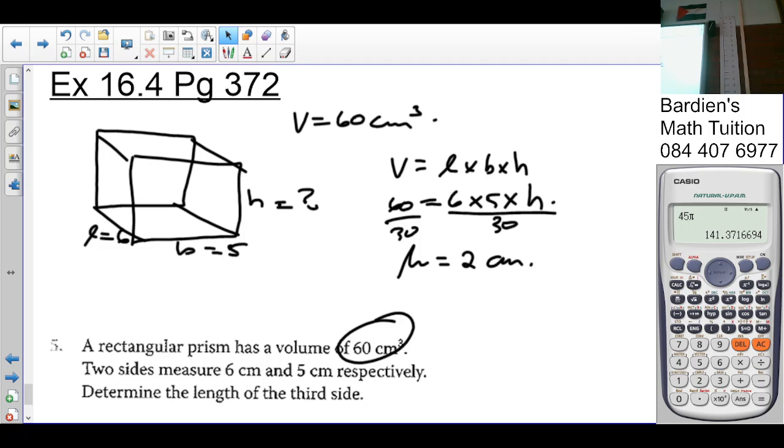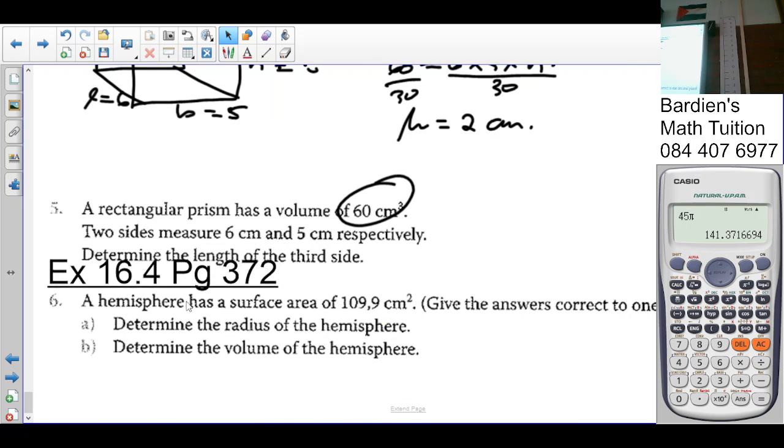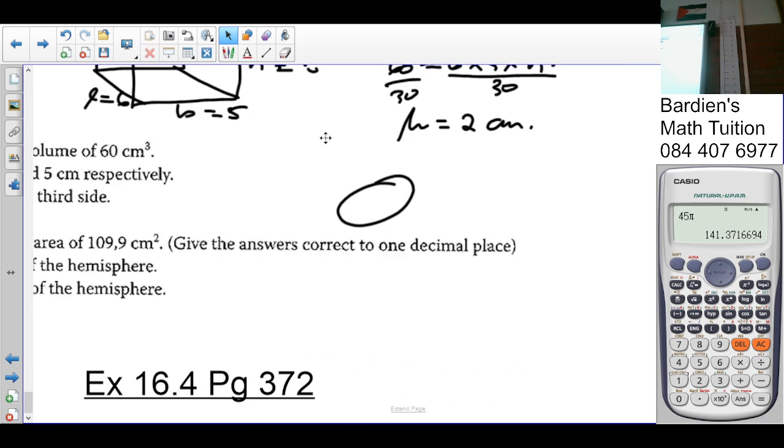Okay, any issues here? No? The next one, number 6.